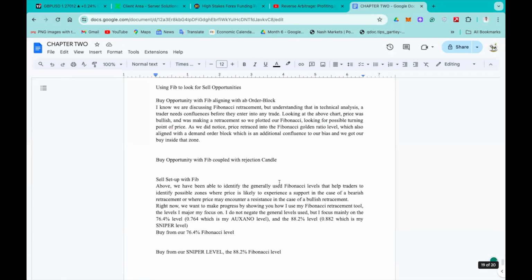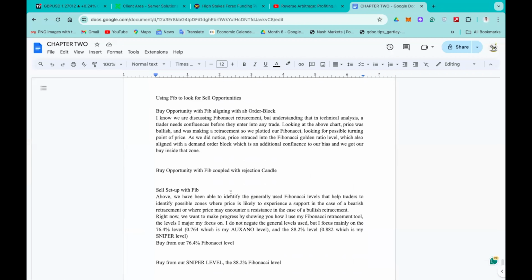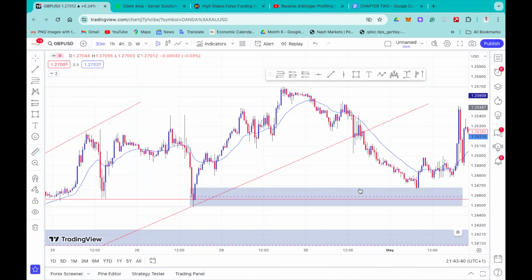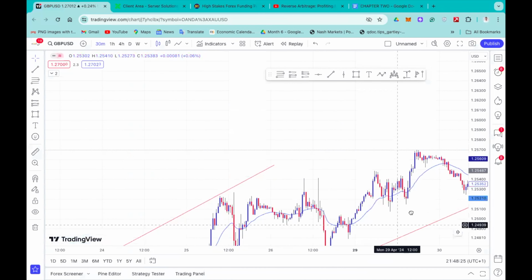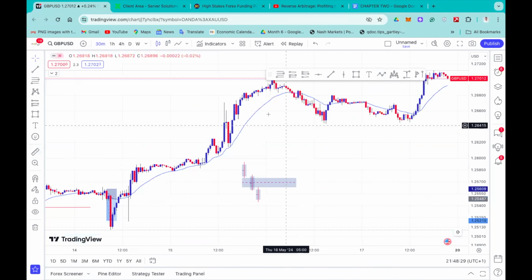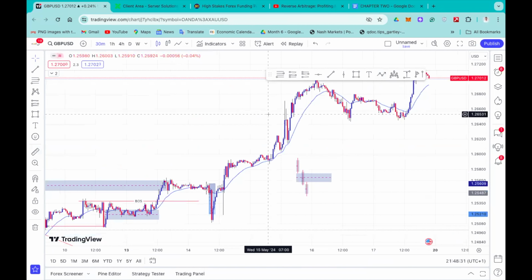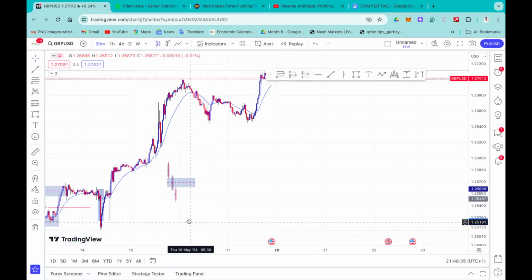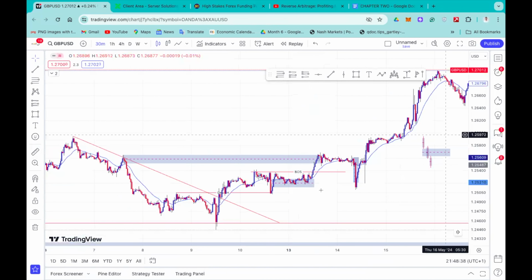For example, in an uptrend, price will always come down. Now, let's quickly, we have just about 5 minutes. What I just said there is, for you to use a Fibonacci, you need to get a swing high point and then a swing low point in an uptrend.